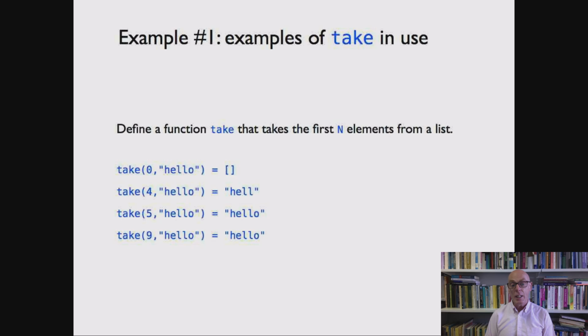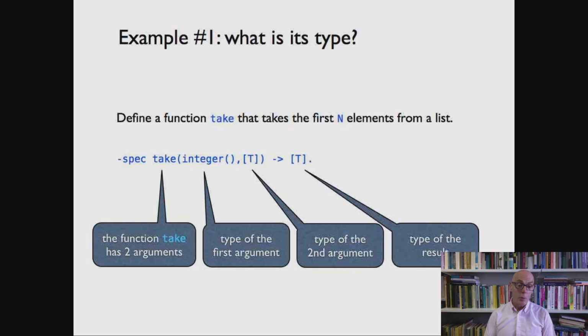So for example, if we take 0 from a list, we get the empty list, and you can see if we take 4 from hello, we get the string hell. Remember that strings are just examples of lists. If we take 5 from hello, we get hello, and we've chosen to say that if we take 9 from hello, we can't get 9 elements, but we can get as many as we can, which in this case is 5. So whatever integer you pass in, you will get back either an initial segment of the list or the whole list itself. So those are some examples of what we want the function to do.